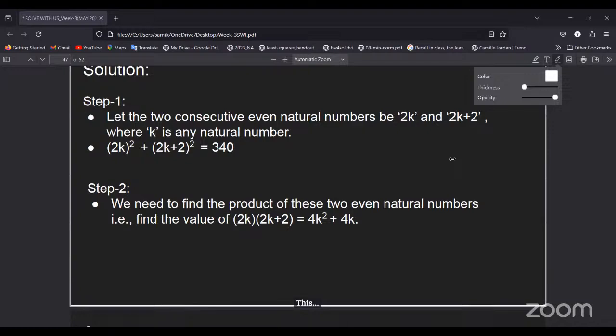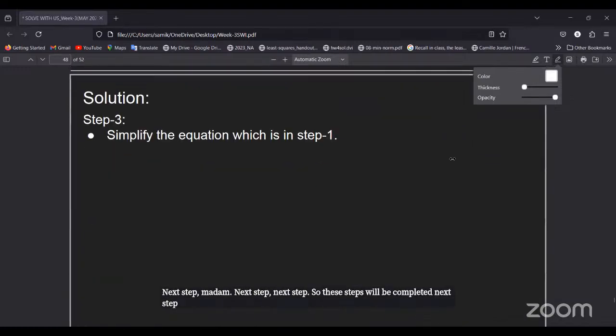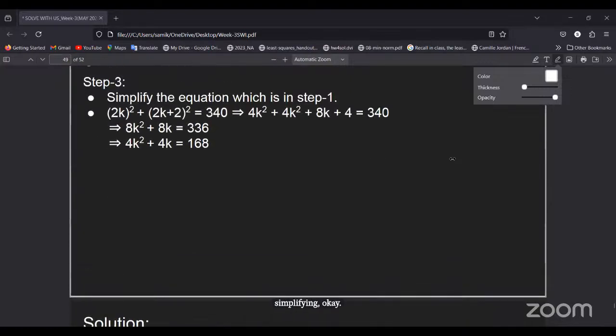We can do it in an easier way too, so why are you going around so much? Next step, madam. Next. So these steps we completed. Next step: simplify the equation. Yeah, simplifying. We'll get this answer.